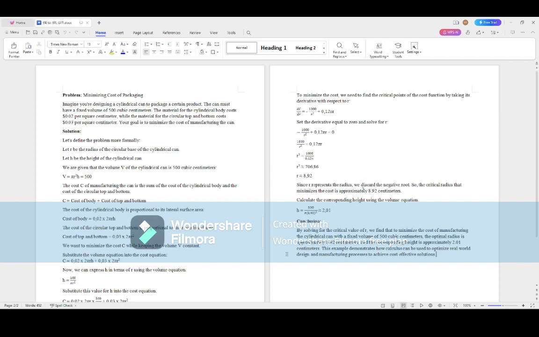My conclusion: the problem of minimizing the cost of packaging highlights the practical application of calculus in optimizing real-world decisions. By using mathematical techniques to optimize packaging design, companies can enhance their competitiveness, reduce waste, and contribute to sustainable practice, while consumers benefit from more appealing products and potentially reduced costs.